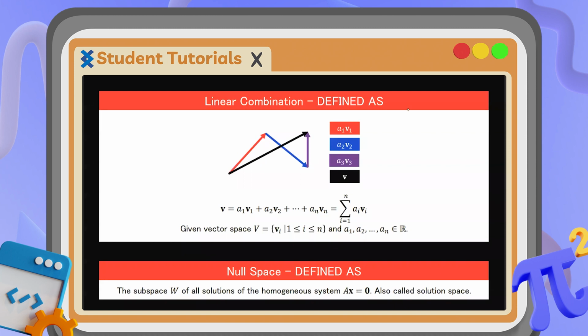Next, we have the null space, defined to be the subspace of all solutions of the homogeneous system A times x equals 0, also known as the solution space, with A being the coefficient matrix and 0 being the zero vector.